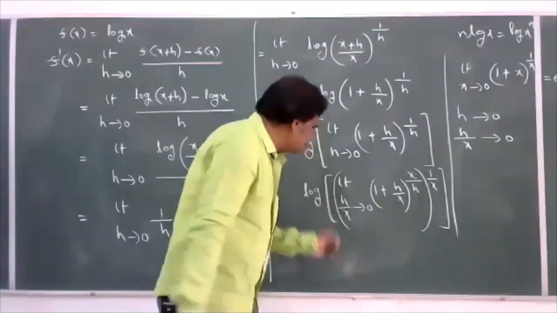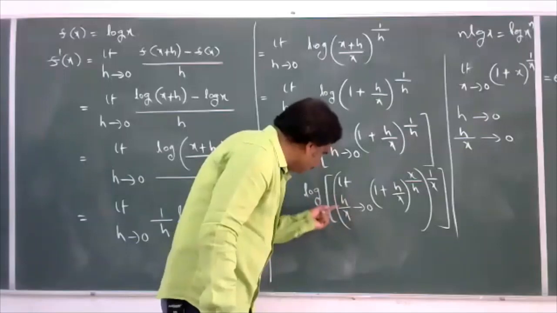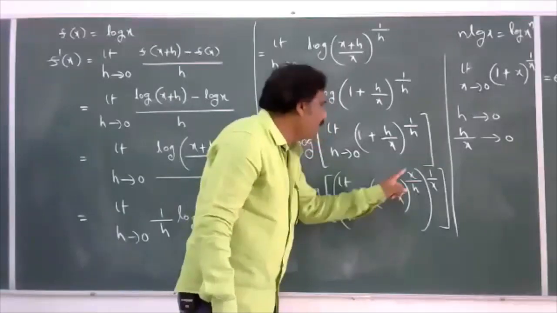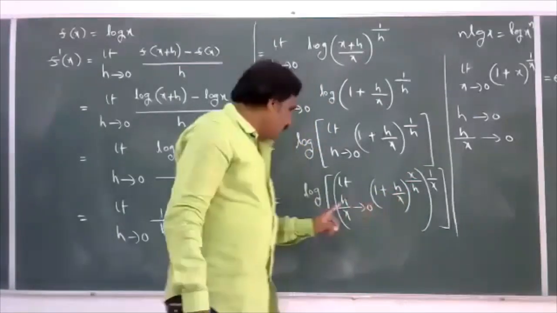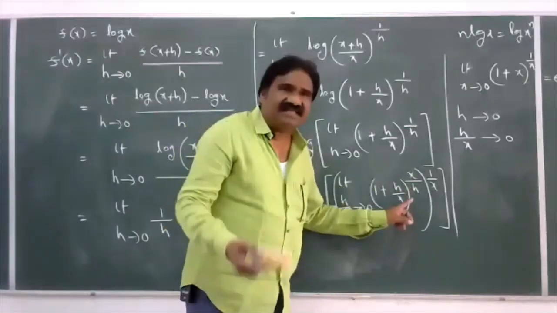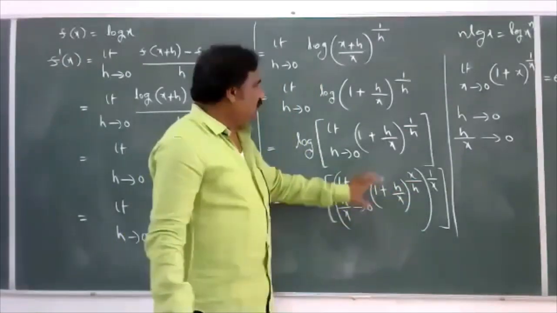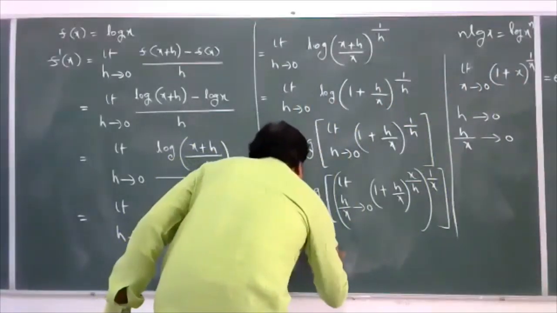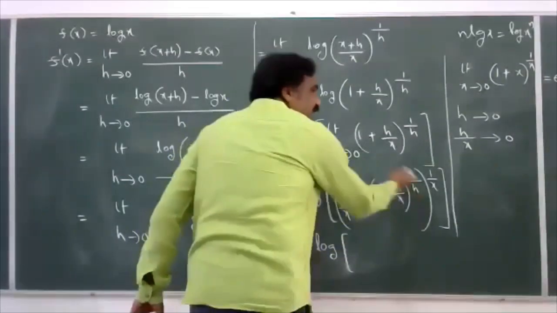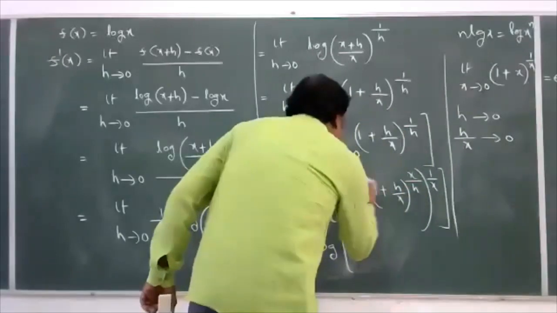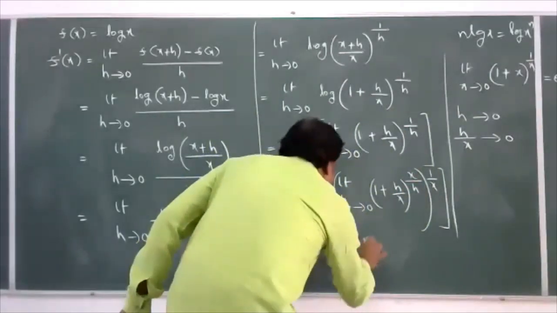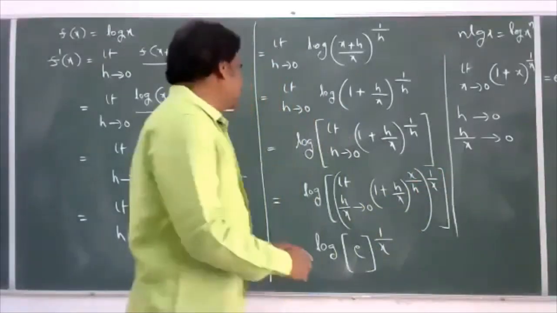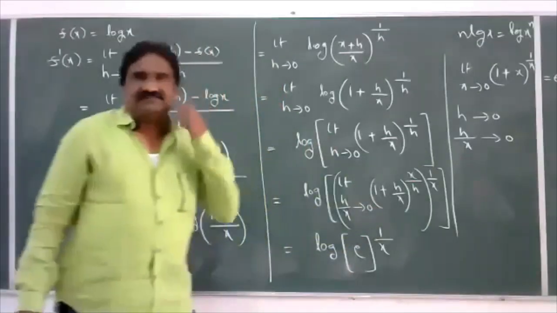So observe this limit. For example, consider h by x as y. Limit y tends to 0, (1 plus y) whole power 1 by y. So y is h by x, and 1 by y is the reciprocal, x by h. So this can be converted into this formula. That's why you can write logarithm of, this is e. By using this formula, this value goes to e power 1 by x. Logarithm of e power 1 by x.